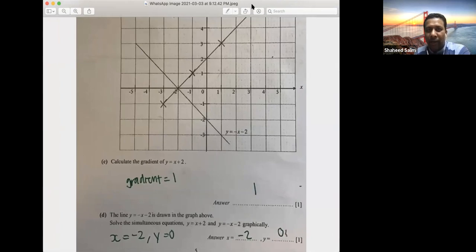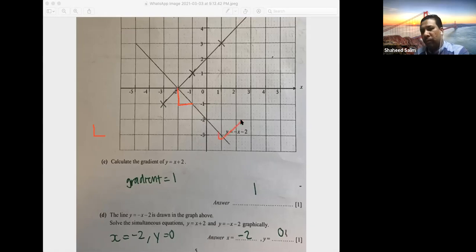Let us check the gradient now. Minus x means minus 1x lah. 1x means what? Means if you move 1, you go up 1. So let's see. From here, we can go up 1. You see? You move 1 step on the x, you move up 1 on the y. So that means this is correctly drawn. Can you see now?